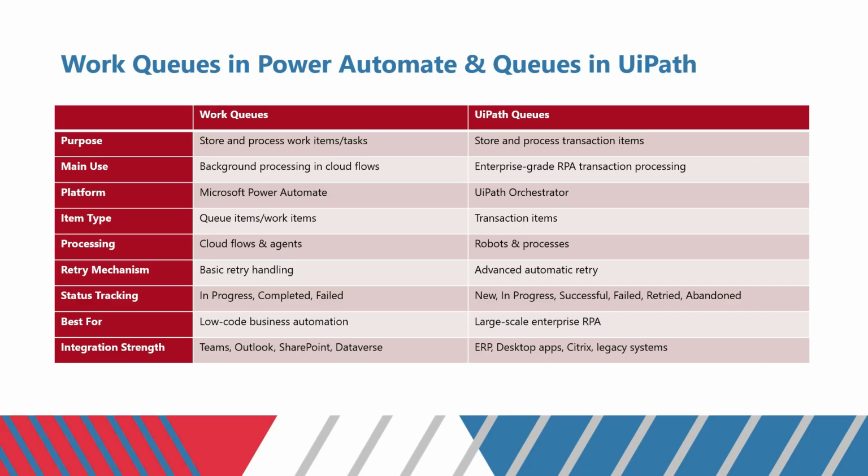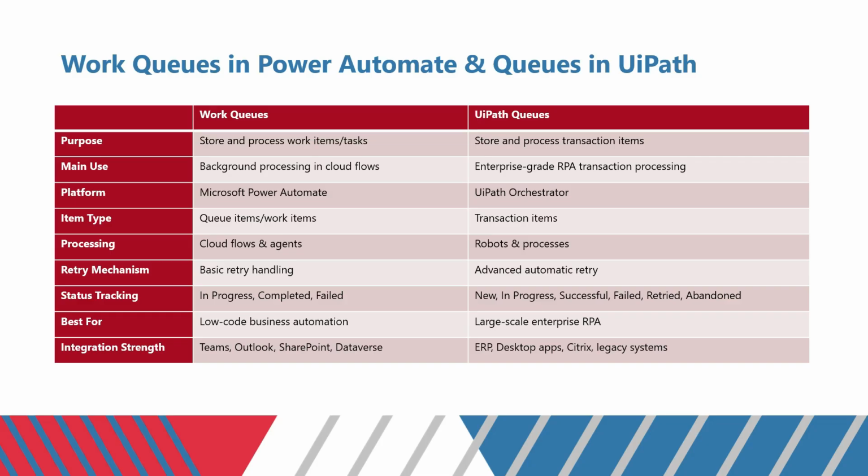Let's talk about item type. In work queues, that is queue items or work items. In UiPath queues, we have transaction items. Now, let's talk about processing. In work queues, that is done in cloud flows and agents, whereas in UiPath queues, that is done by robots and processes. In work queues, we have very basic retry handling. In UiPath queues, we have very advanced automatic retry.